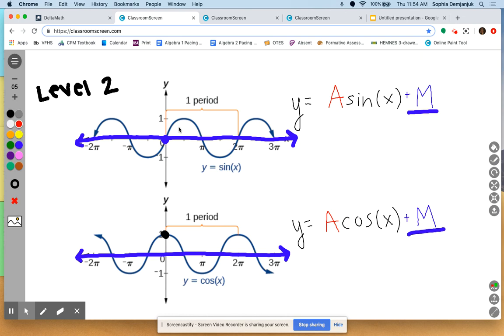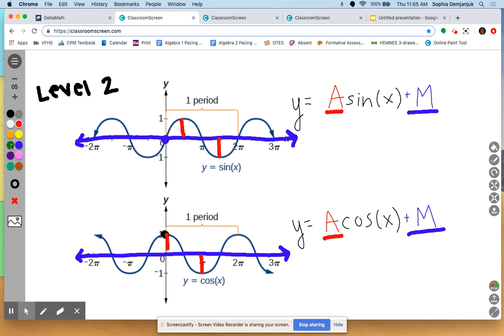We also learned about the amplitude, and the amplitude was how high or how low your graph is from the midline. And that goes right out in front of your trig sine or cosine. It was this distance.